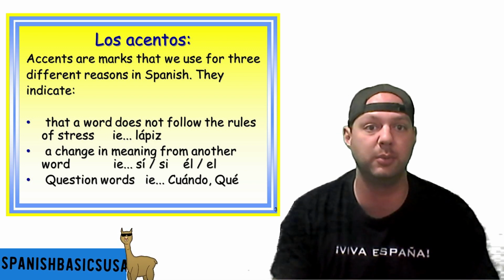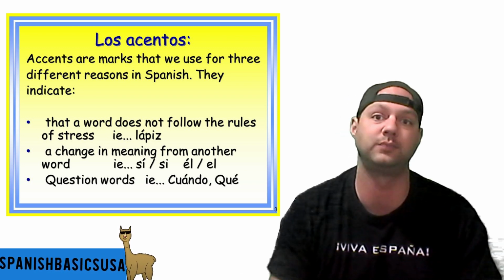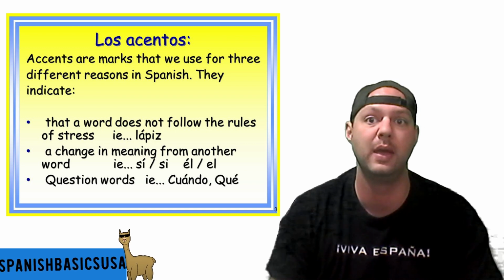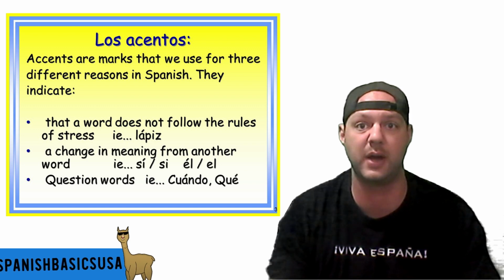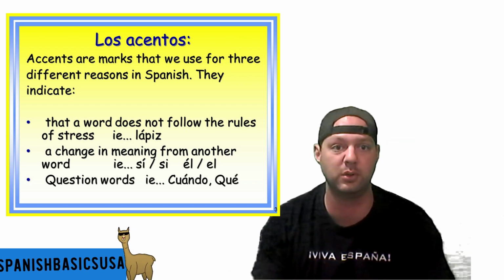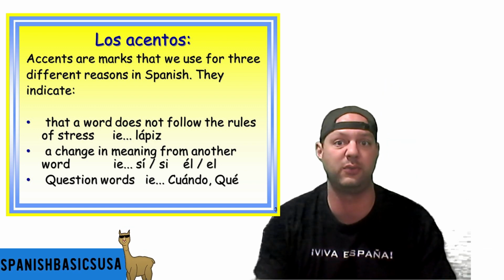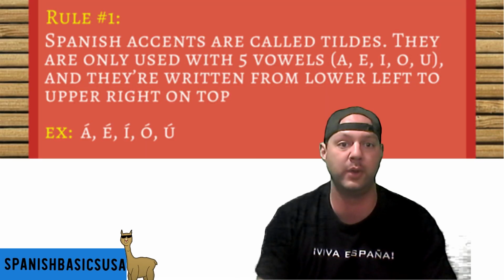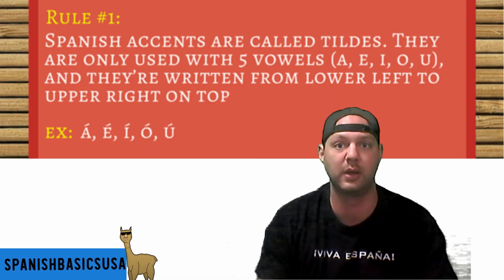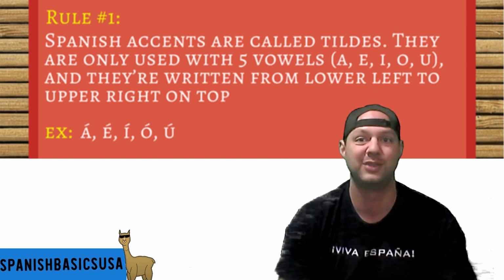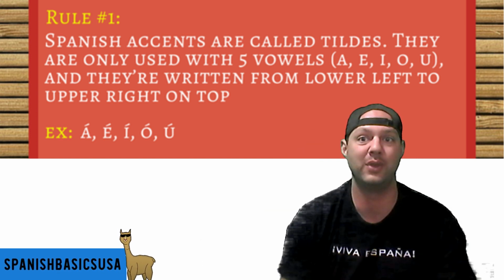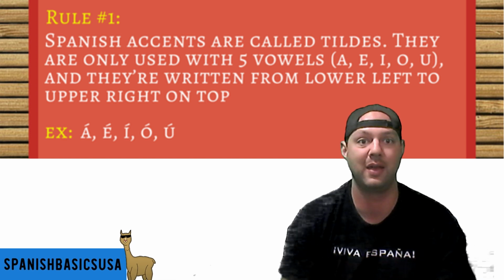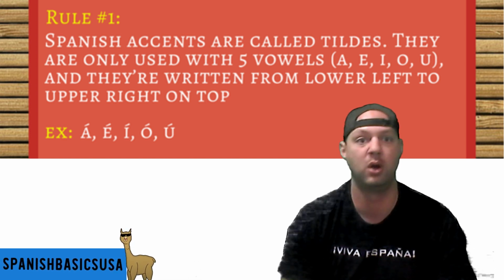So let's talk a little bit more about that first reason. Accent marks are used to show when the stress of the word falls someplace where it normally does not. And so there are four different rules that we're going to use to figure out where and when we're going to use an accent mark. So the first rule, rule number one: Spanish accents, which are also known as tildes, are used with the five vowels, a, e, i, o, u.